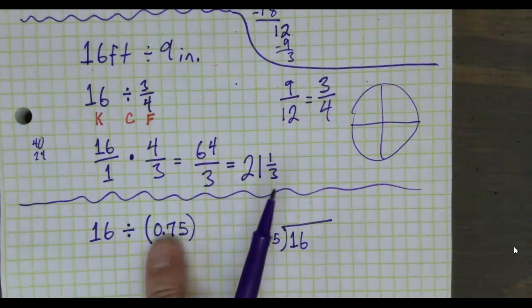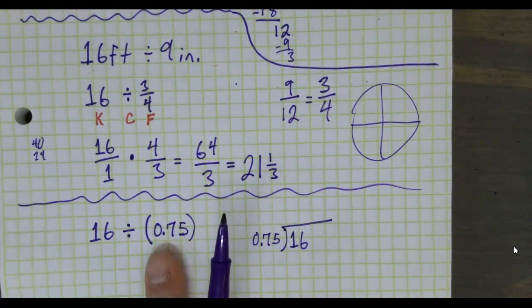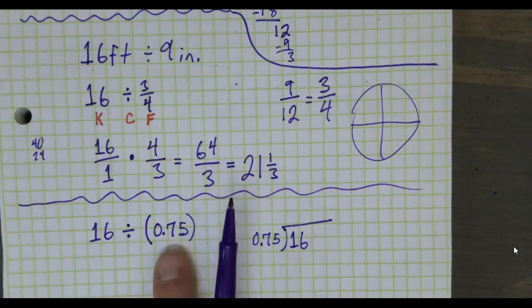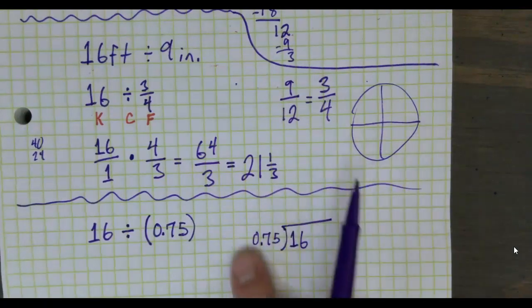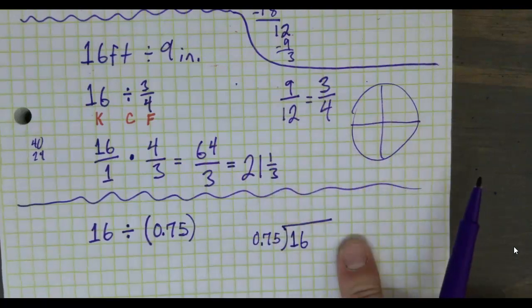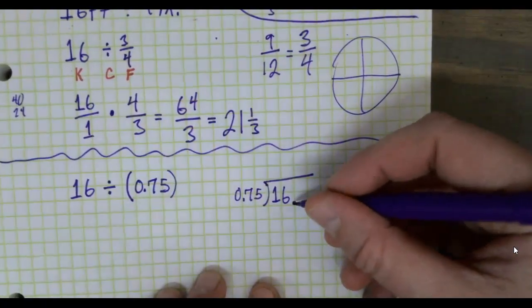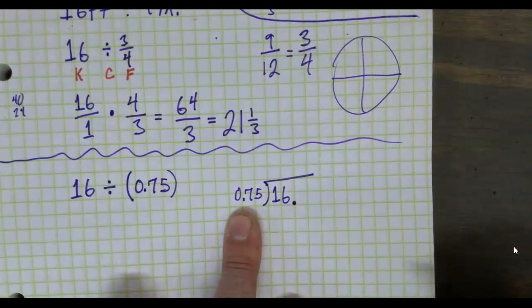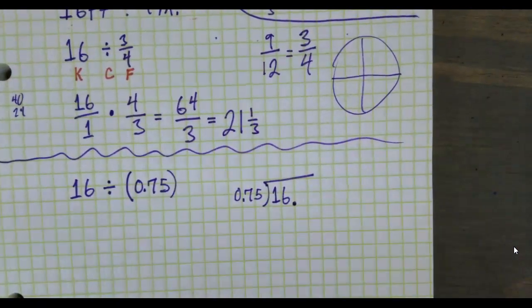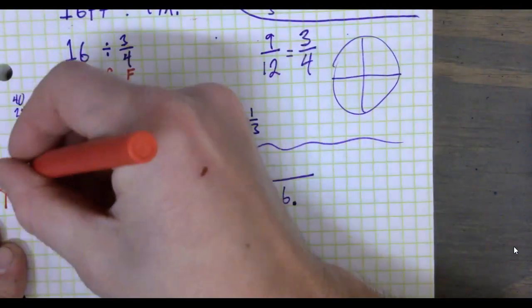I'm never going to ask you to do something like this in your head or long divide, because division with decimals is really, really tricky. Where does the decimal go over here? I've got a decimal here, but I've also got a decimal there. Guys, here is the most critical part of today.